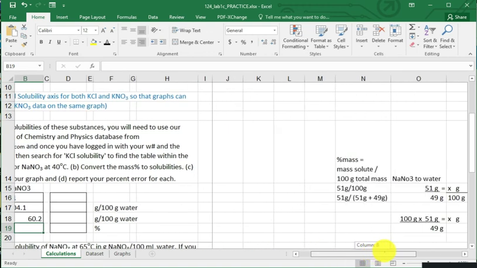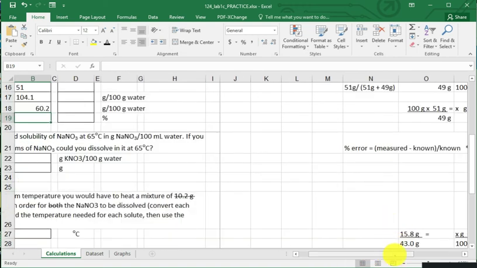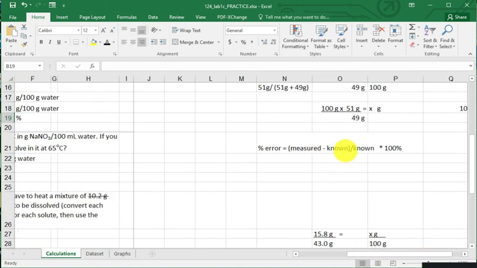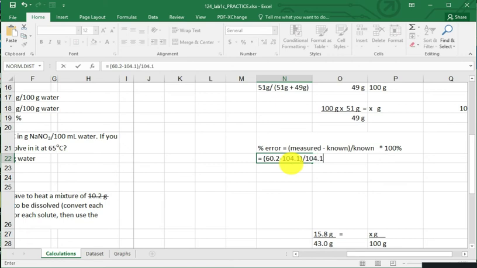Well, hopefully you remember the percent error is the measured minus the known over the known times 100. So this is equal to, what was it? The measure was 60.2 minus 104.1 divided by 104.1 times 100.